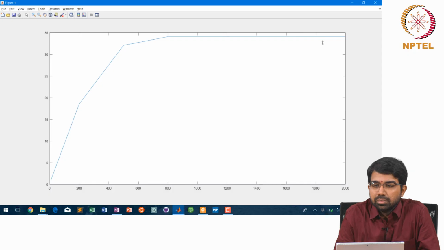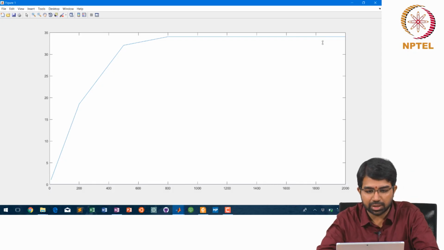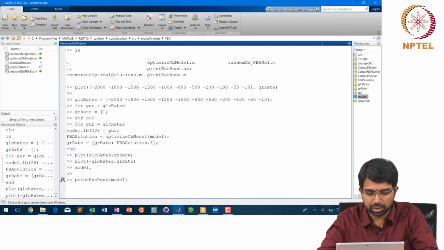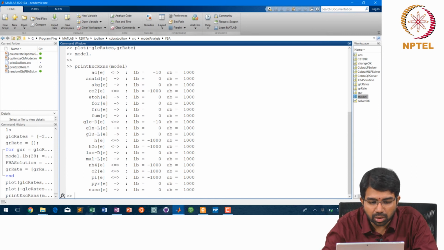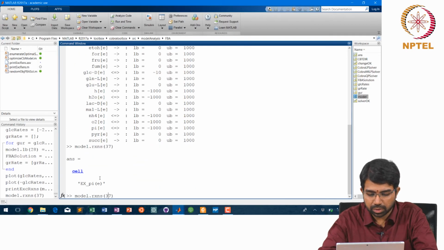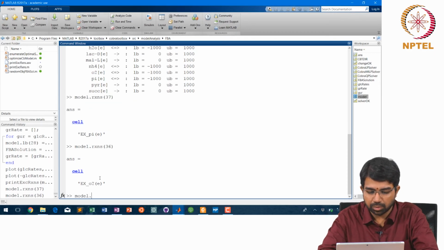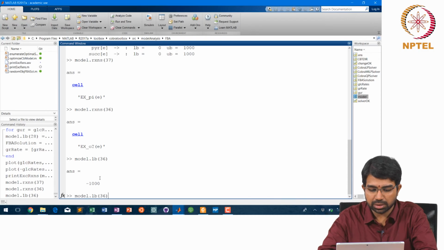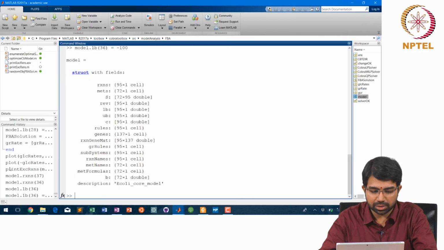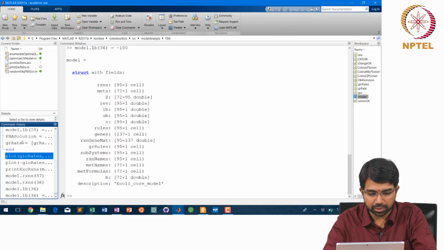Yes. It should increase. So now if I did this for a different oxygen rate, let's do print, where is oxygen? This must be 40, 39, 38, 37, model.rxns 37, 36. So, model.lb(36) is minus 1000, let us make it minus 100, right. And now let us just repeat this.